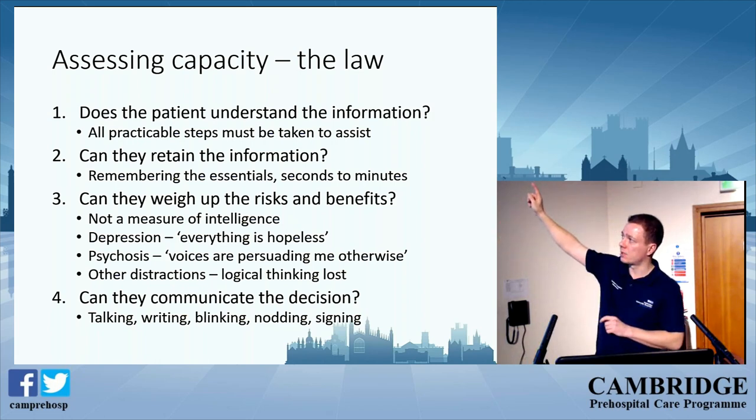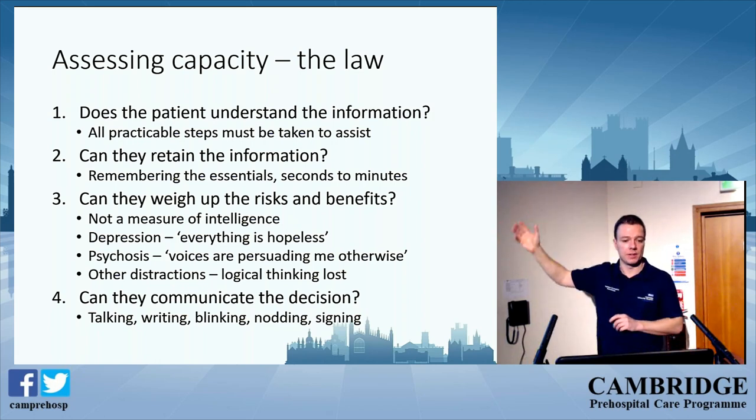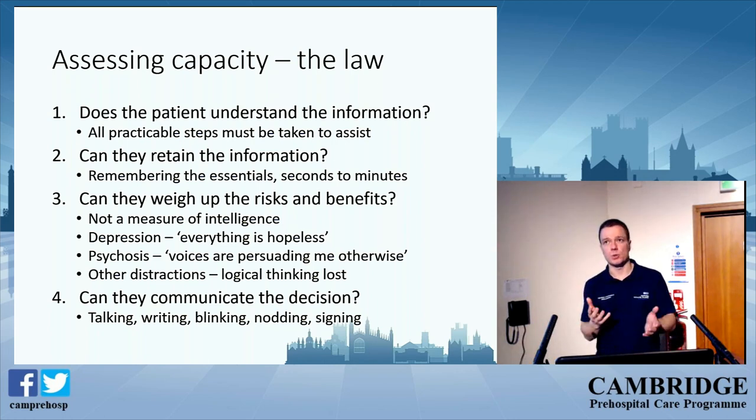It's not about 1, 2, or 4. It's not about understanding and retaining. It's about the weighing up, and really that subjective decision about the thing that you've identified that you think might be impairing their ability to weigh up this decision. Is it genuinely enough for you to deprive them temporarily of their liberty, treat them under the Mental Capacity Act against what they're saying their will is?